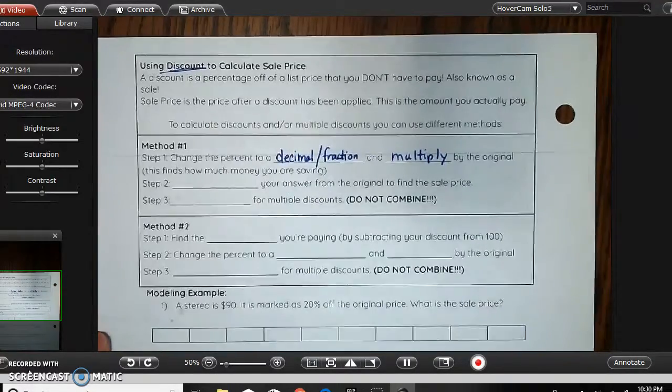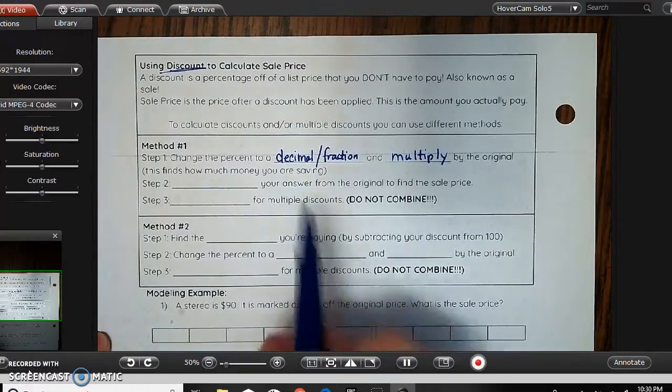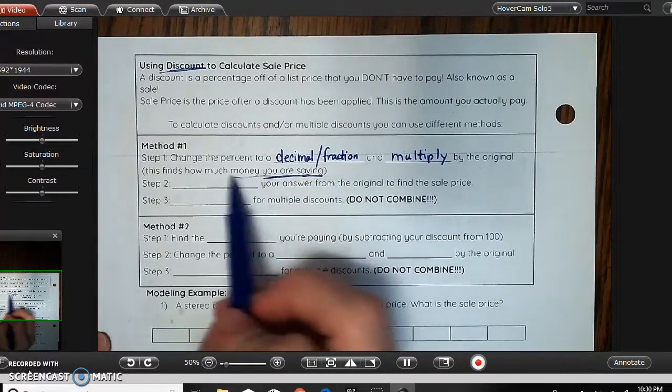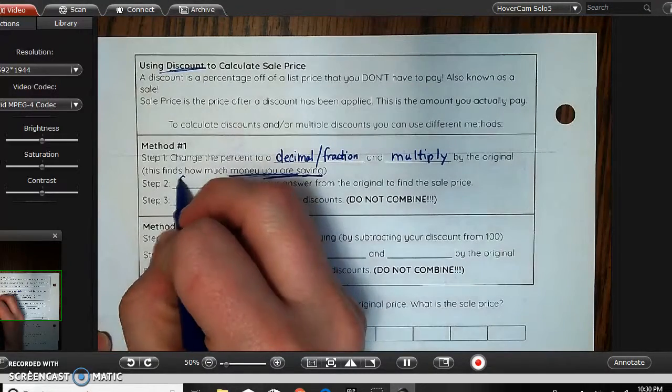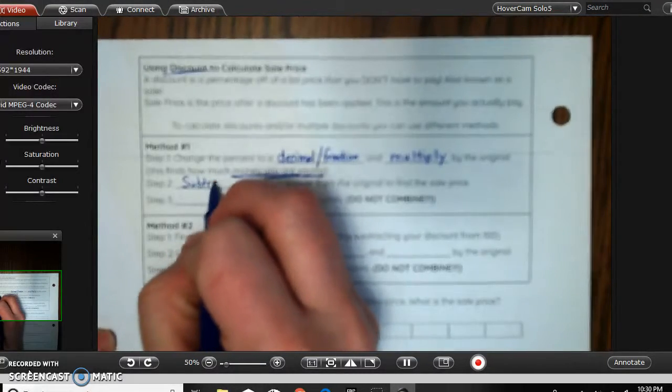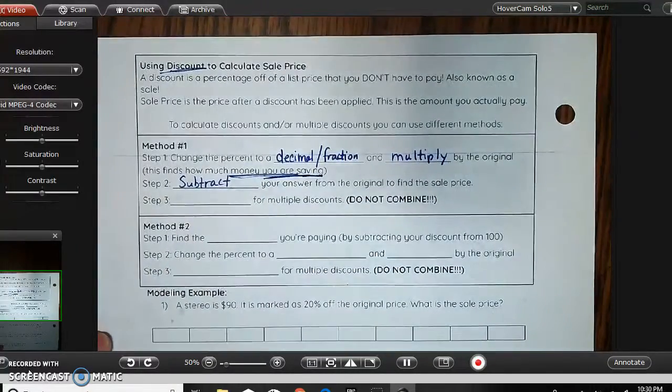Now that's going to find you the amount of savings. That is not your new price. That is the amount of money that you are saving. So once I find that, that's my discount in dollars. So my discount in percent might be 20%, but my discount in dollars might be $6, which means I need to turn around and subtract that from the original price to get the new price.